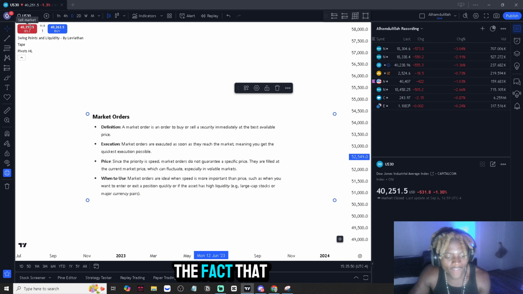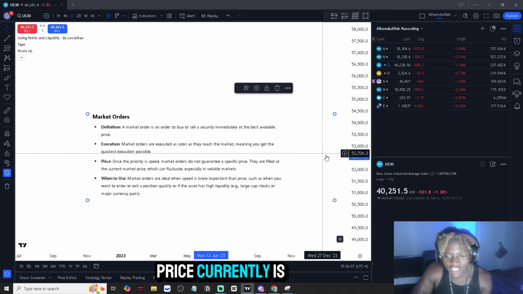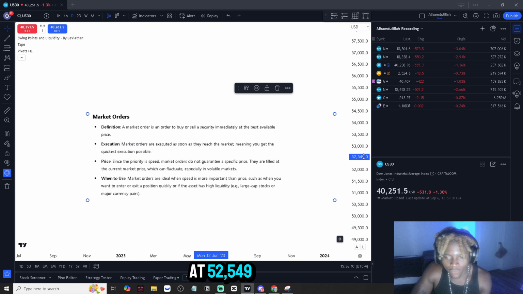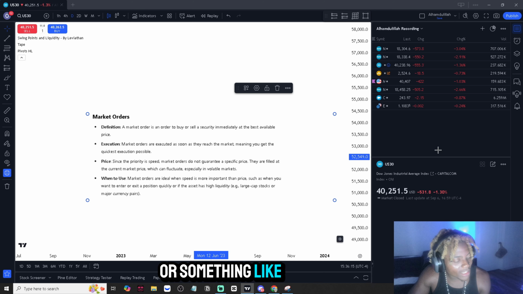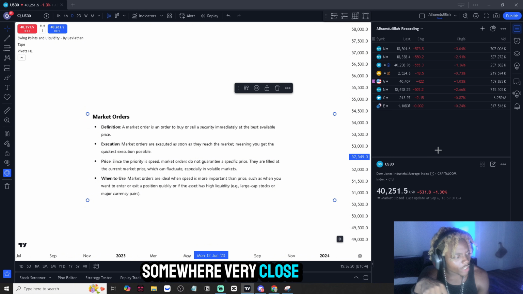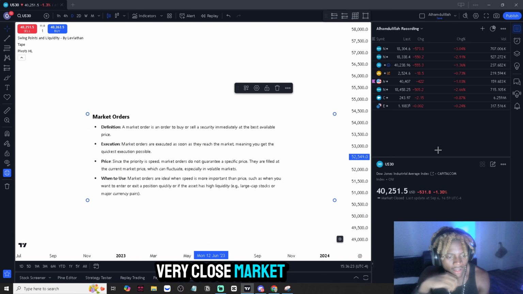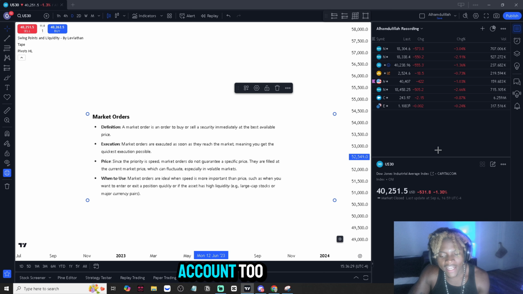Once again, the fact that it just fills you in at wherever it can means you might start off in a slight bit of drawdown sometimes, but you're going to get the fastest entry. Since the priority of market orders is speed, market orders do not guarantee a specific price. For instance, if price currently is at 52,549, a market order might enter you at 52,552 or something like that. It's not going to enter you right at the price, but somewhere very close to it, which can fluctuate, especially in volatile markets.